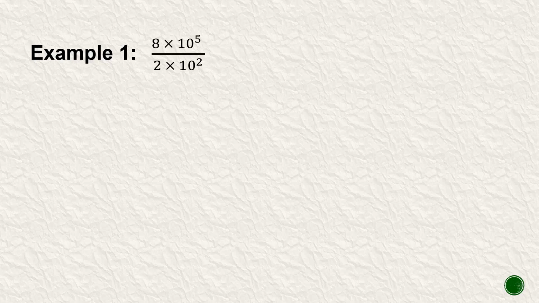All right, so let's do division of scientific notation. I have 4 examples here for you. Let's answer the first one. We have 8 times 10 raised to 5 divided by 2 times 10 raised to 2.